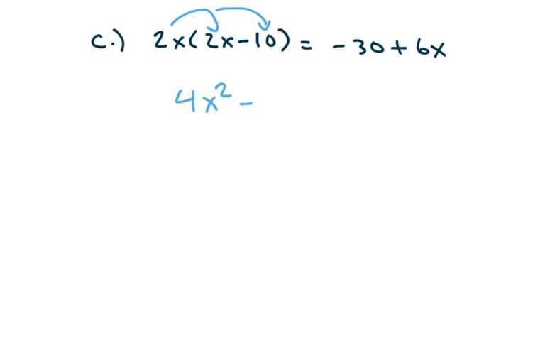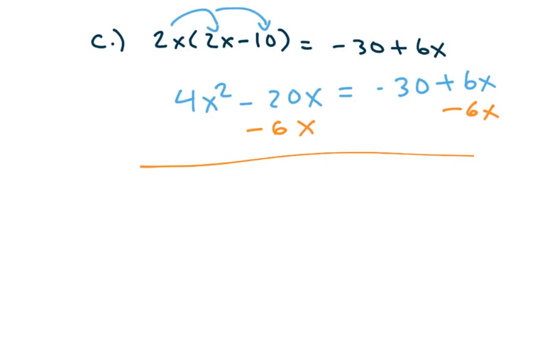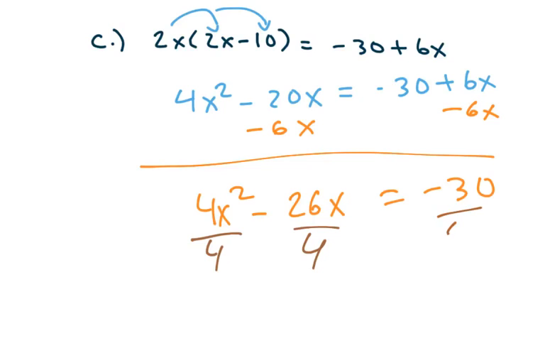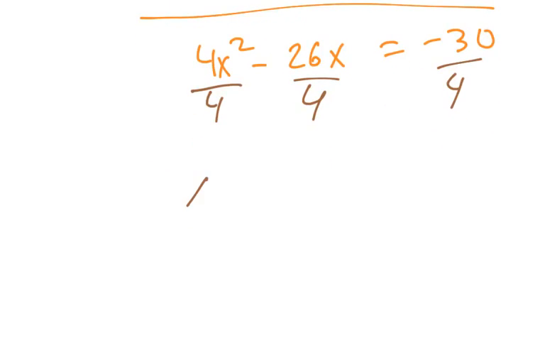So we'll distribute 2x. We want to get all the x terms on one side. So I'm going to subtract 6x over here. So 4x squared minus 26x equals negative 30. Now I want to complete the square, but I need a leading coefficient of 1. So notice I'm dividing through by 4. This will break down to 13 over 2x, and on this side we have negative 15 over 2.